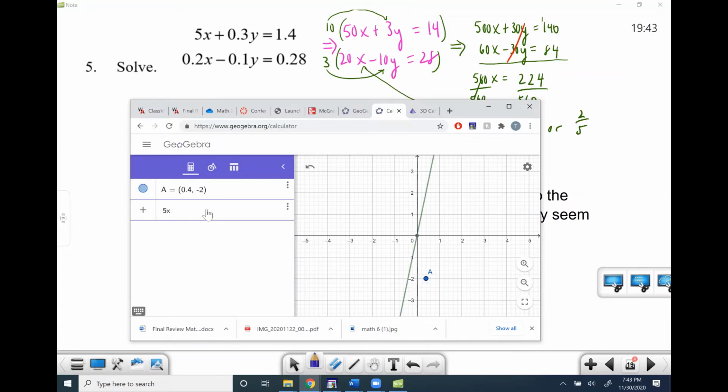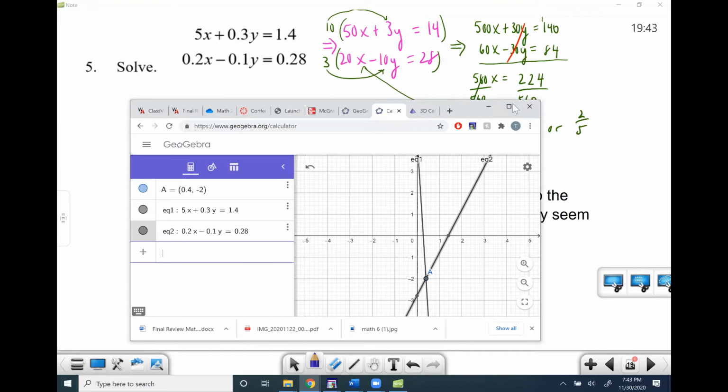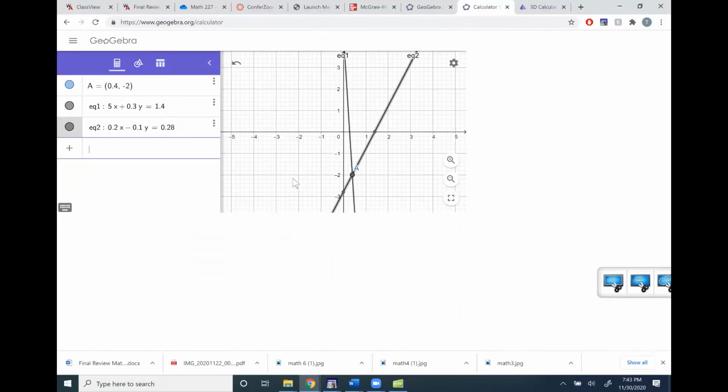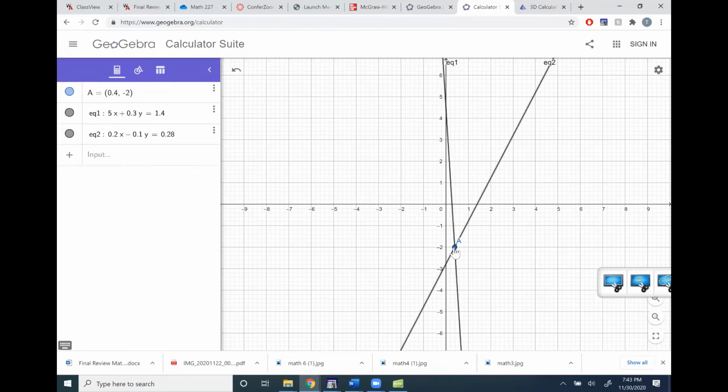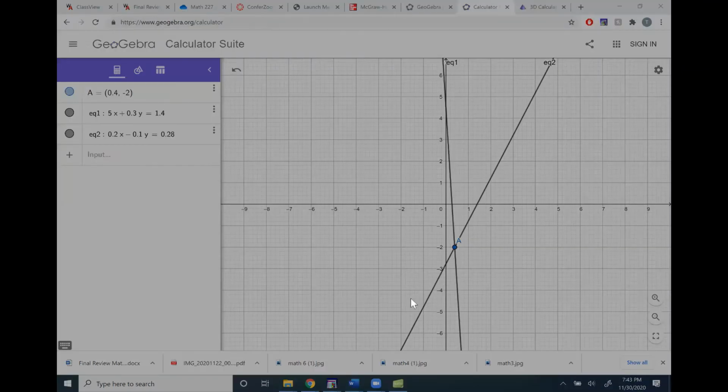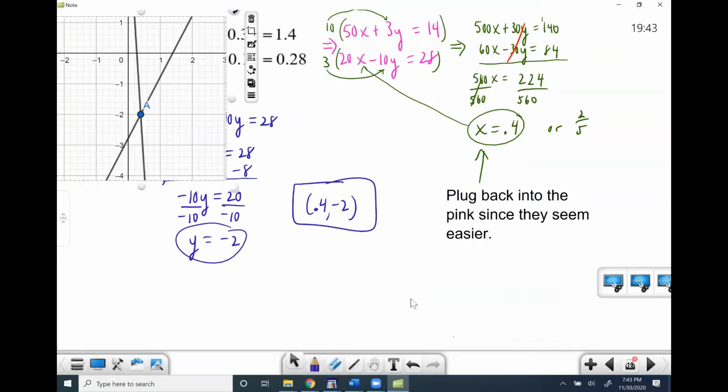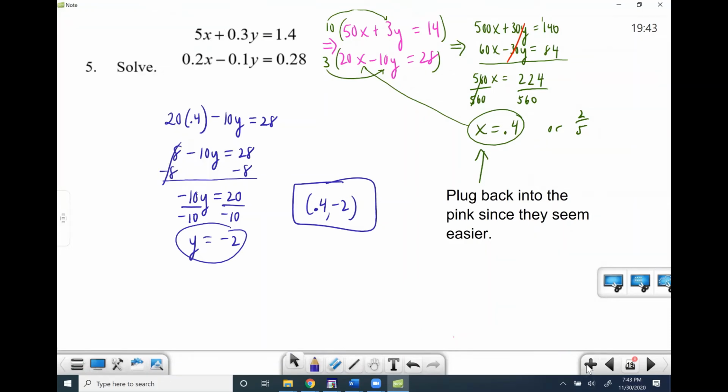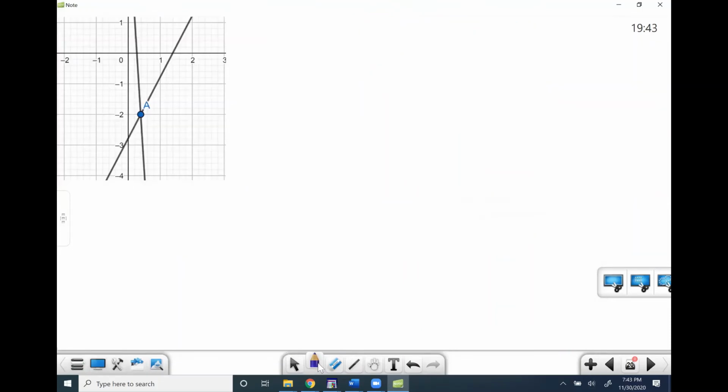So 5x plus 0.3y equals 1.4. 0.2x minus 0.1y equals 0.20. All right, what do you know, you guys? They did cross right there at that point that we drew. How perfect is that? So very cool. Okay, so they crossed at 0.4, -2. Everything's right, looking good. Now let's go in here and label them again.